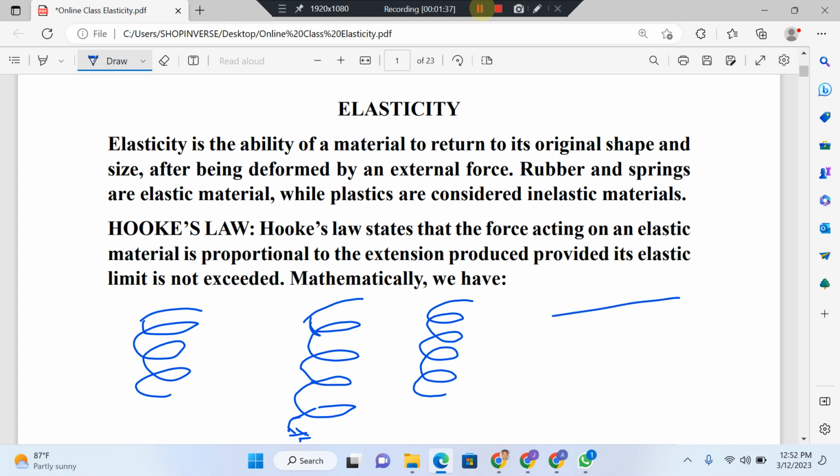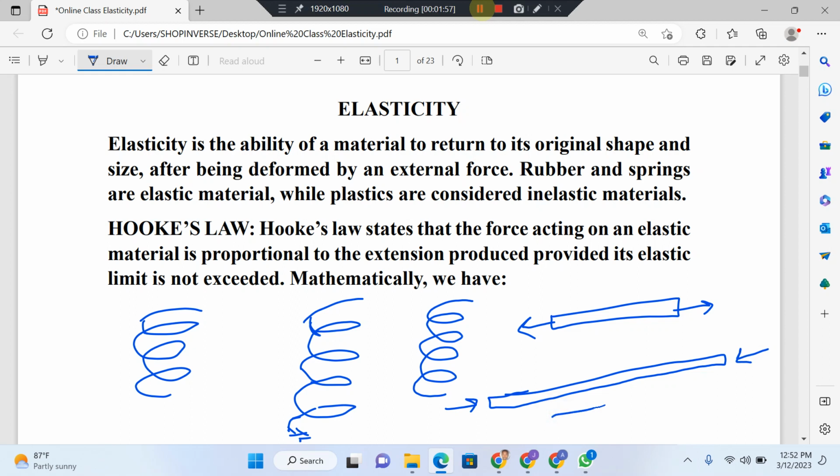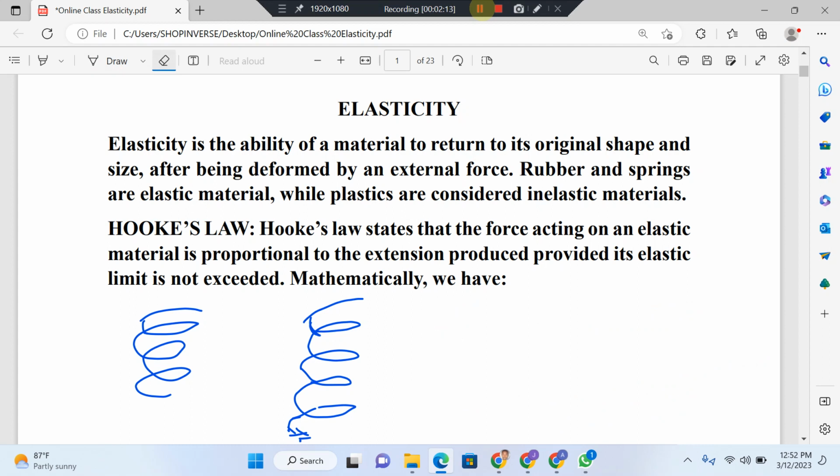Another one is the rubber band. If you take a rubber band and pull it at both ends, what happens? The rubber band will extend. There will be an increase in length, though it will become narrower. By the time you release the rubber band, it will shrink and return to its original shape. Why are plastics not elastic? Because you cannot pull plastic and make it expand. So that is what we mean when we talk about elastic material.